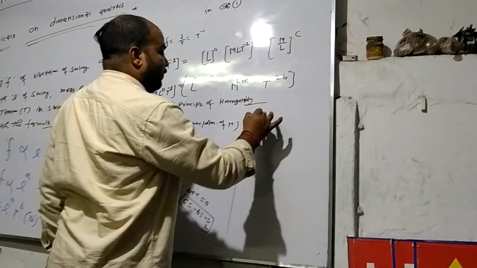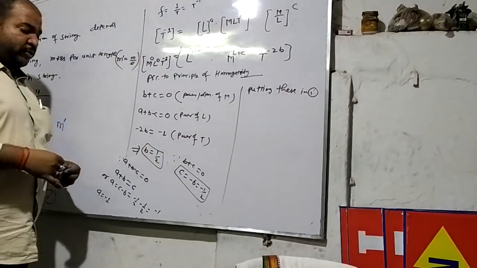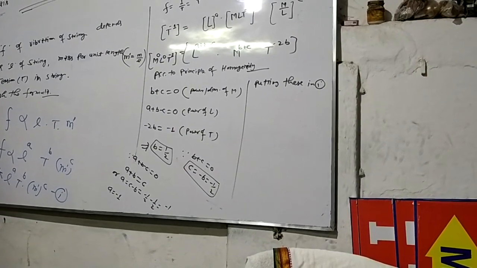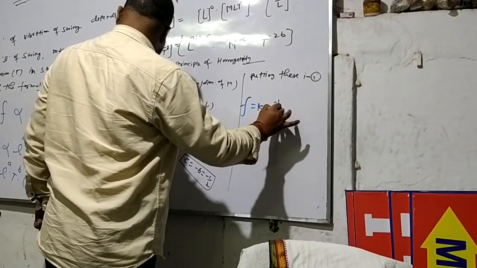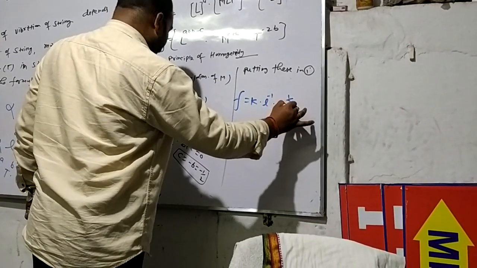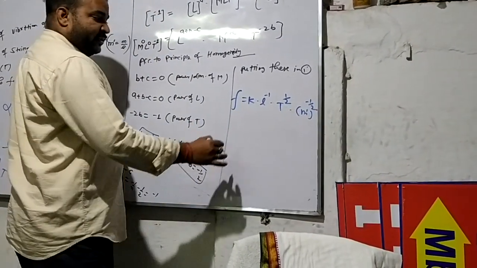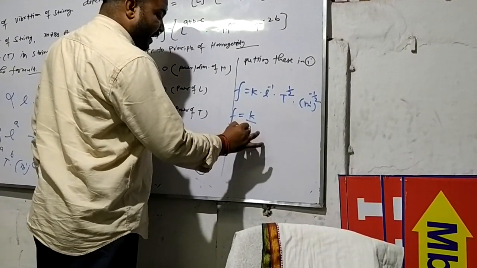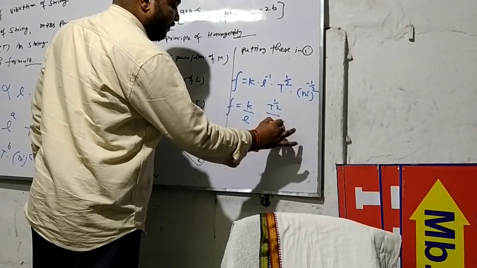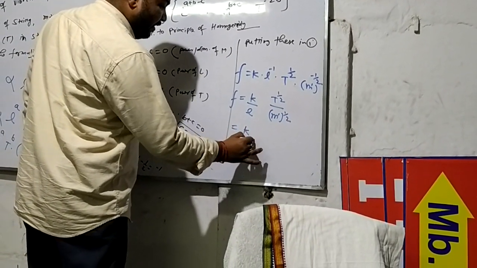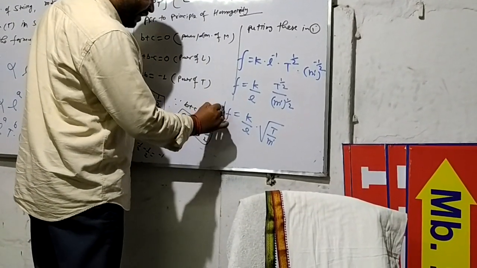Putting these values in first, look up at the board. Putting these values in first, we have f equals K L power minus 1, T power 1 by 2, and m dash power minus 1 by 2. Easily it can be written as f equals K by L, T power half upon m dash power half. Simply K by L under root T by m dash is the desired formula.